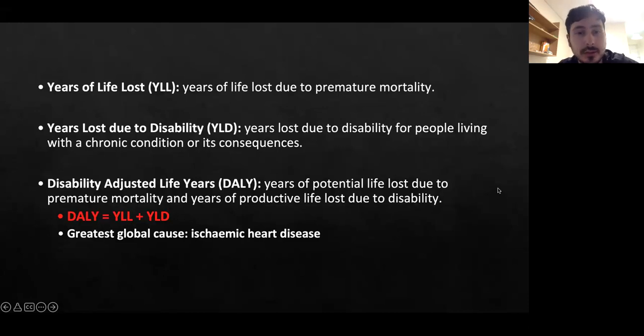And for this next section, there is some minor stats stuff that is rare to come up, but it's good to know. So the years of life lost is a measure of how many years of life you've lost because you've died prematurely. Years lost due to disability is years lost because your disability or chronic condition has been having consequences. And to get a DALY, which you might have heard of, which is the years of potential life lost due to dying early or due to disability, you add both of those things we've discussed. And globally, the greatest cause now is ischemic heart disease, which is in keeping with what we're really seeing around the world.